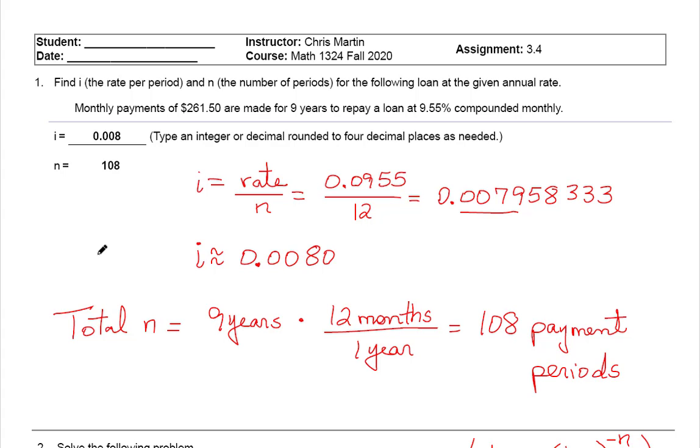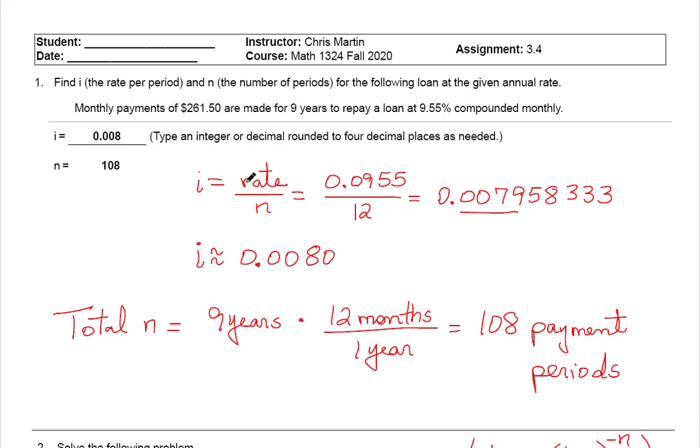All right, in question 1 here, we want to find I, the rate per period, and N, the total number of periods. So let's see. We're making monthly payments, so monthly would be 12. We're doing this for 9 years. All right, so let's see the total number of payments. 9 years, 12 months, or 12 payments per 1 year. 9 times 12, we get 108 payment periods.